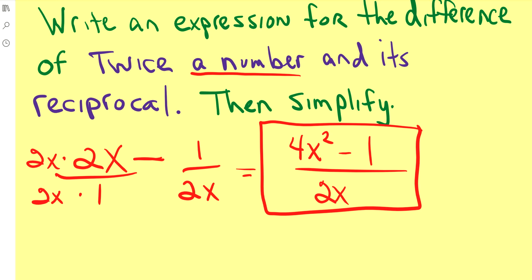Okay? How do you interpret twice a number and its reciprocal?